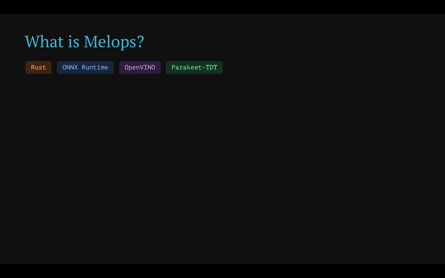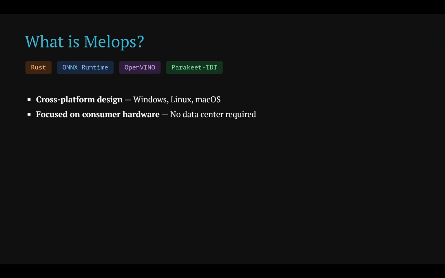Melops is built on four core technologies. First, cross-platform design. It runs on Windows, Linux, and macOS through Rust, which compiles to native code without interpreter overhead. Second, it focuses on consumer hardware. You don't need NVIDIA GPUs or cloud service. Intel, AMD, and Apple devices all work. Third, it is 15 to 30 times faster than Whisper models, using NVIDIA's Parakeet TDT model optimized for speed.